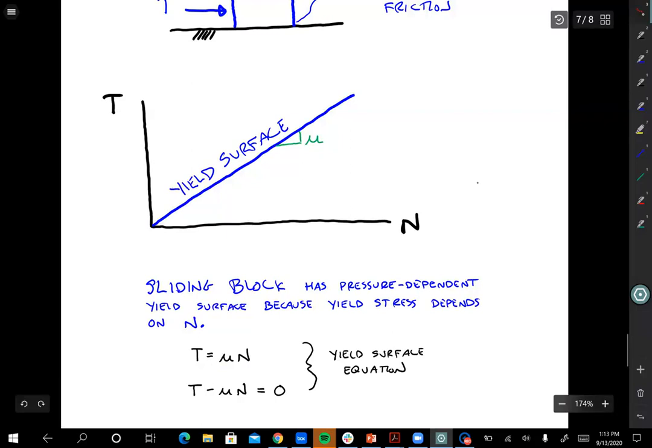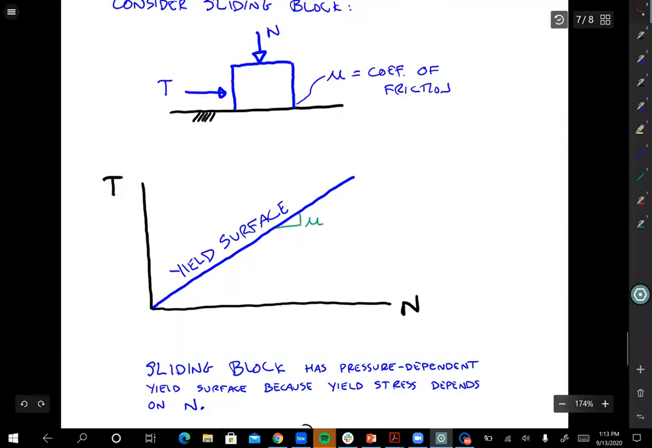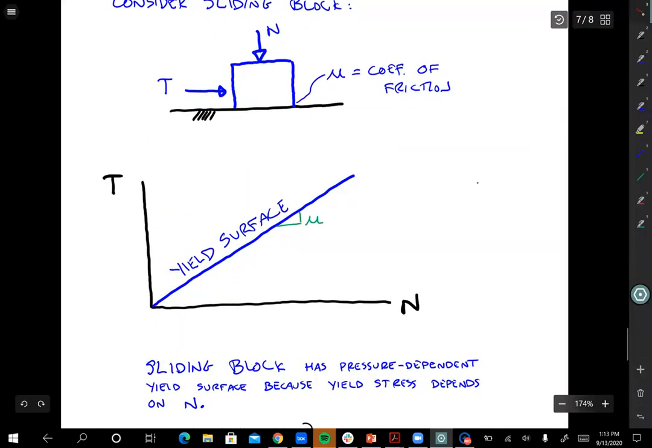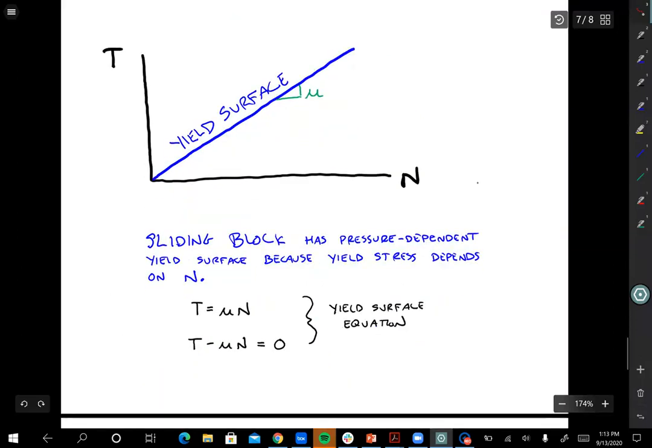More commonly, yield surfaces are written out so that they define some quantity that equals 0. So T minus mu times n equals 0. And what you can do now, let's say you wanted to know if this block was sliding or not, you could measure n, you could measure T, and then if you knew mu, you could compute T minus mu times n.